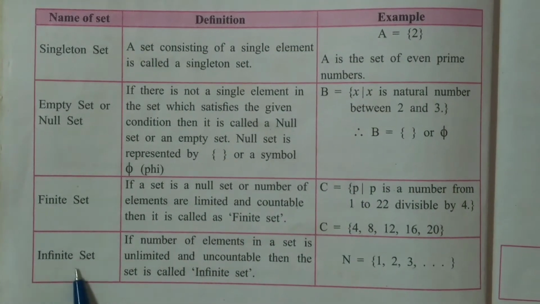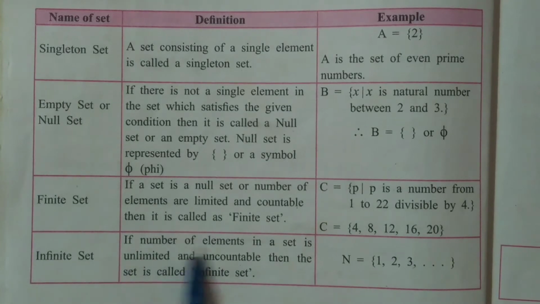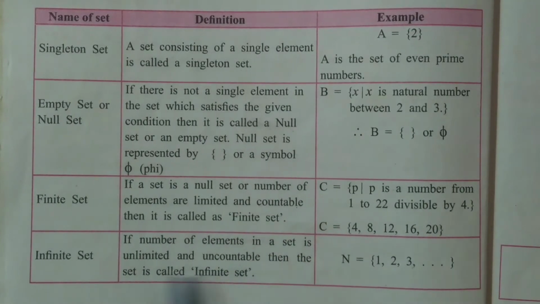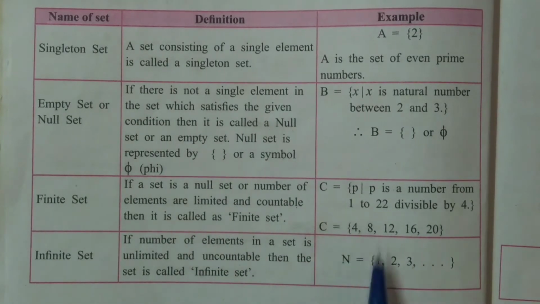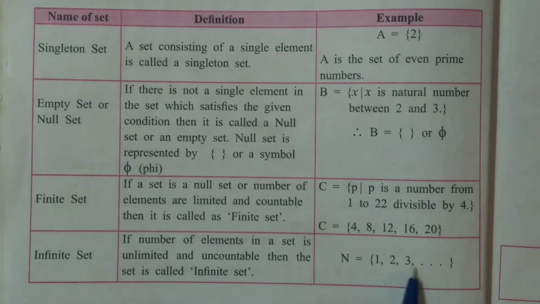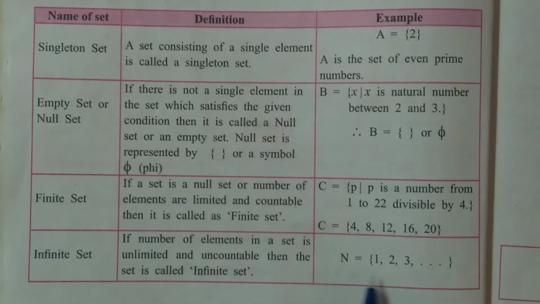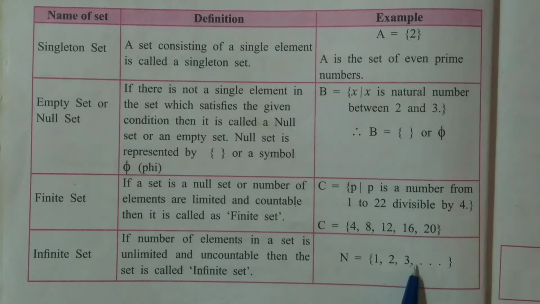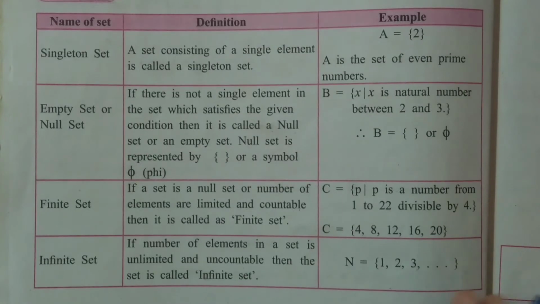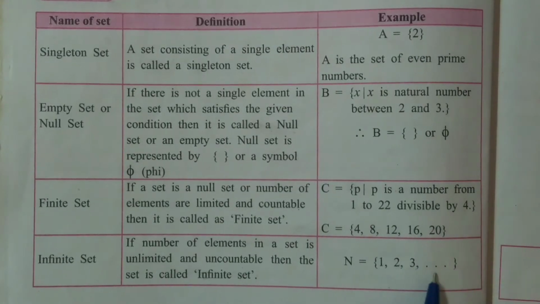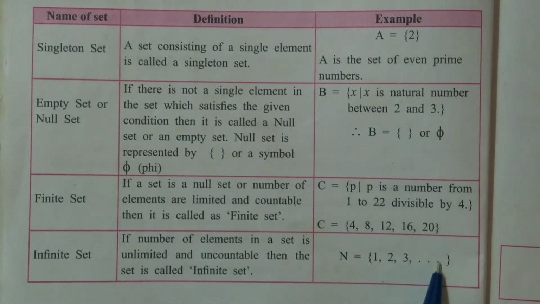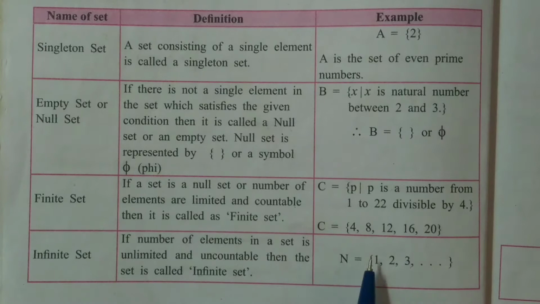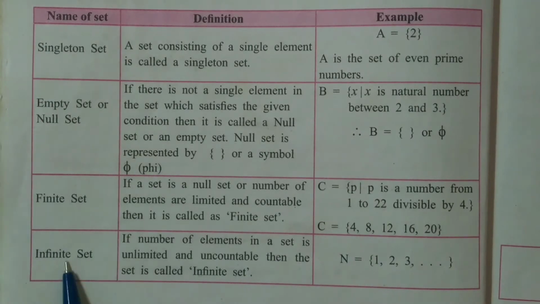Next is infinite set. If the number of elements in a set is unlimited and uncountable, then the set is called an infinite set. For example, the set of natural numbers N: 1, 2, 3, 4, 5. There are so many numbers. We cannot count them, so we are writing dots here. Therefore, they form an infinite set.